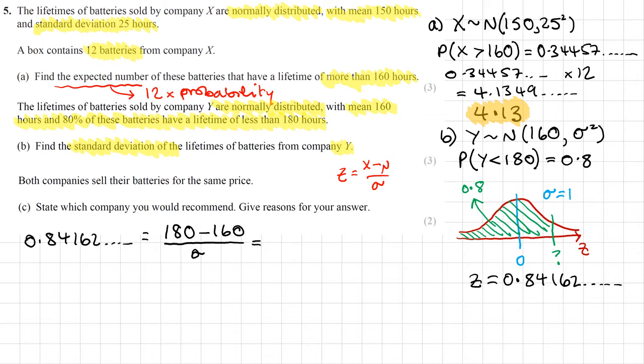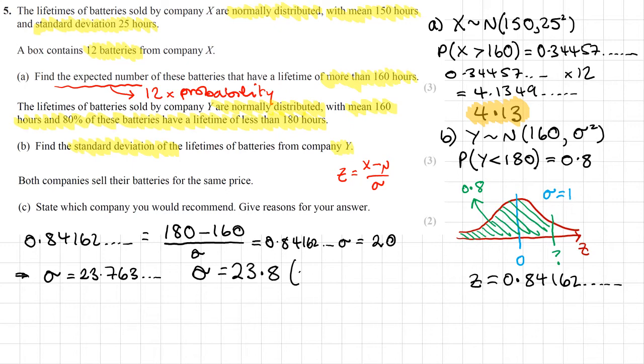So we can rearrange this and solve for the standard deviation. So I will have 0.84162 times by sigma is equal to 20, and that will give me sigma equal to 23.763 and so on, 3 significant figures. So we'll do 23.8 as our answer for the standard deviation.